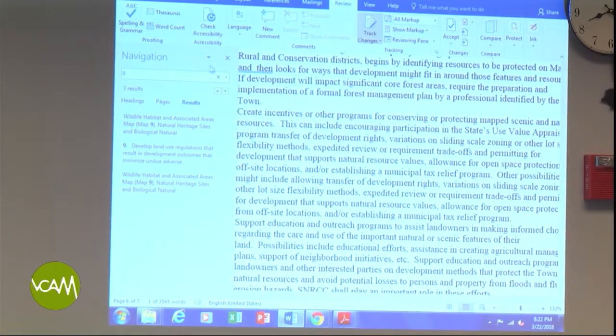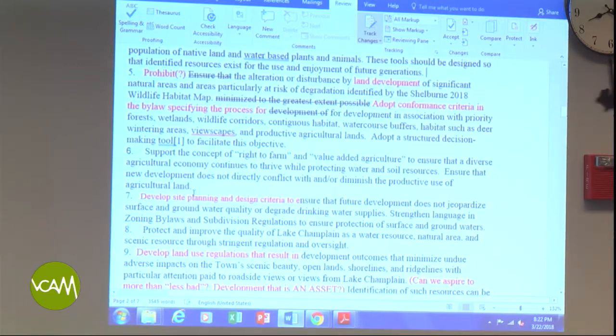Maybe including transfer of development rights. Yes.